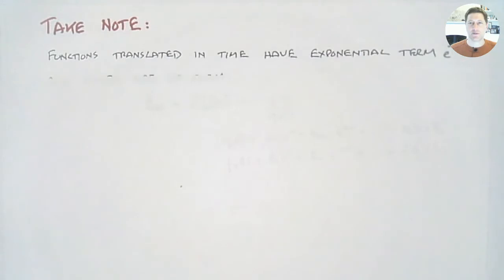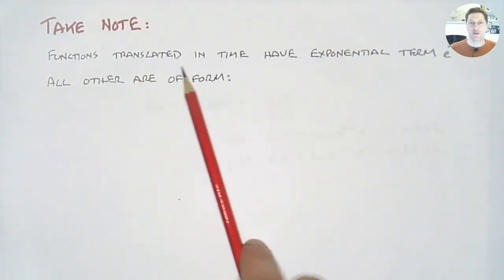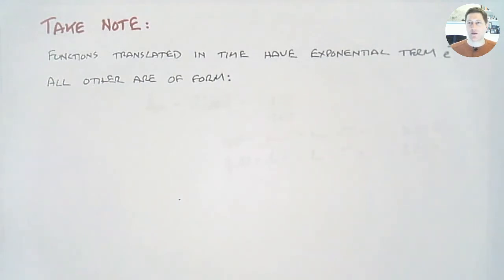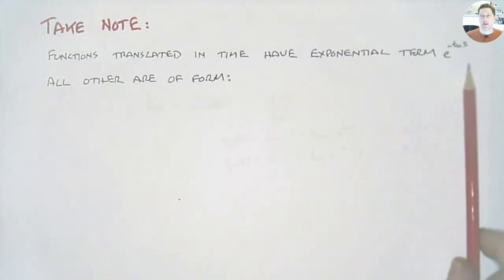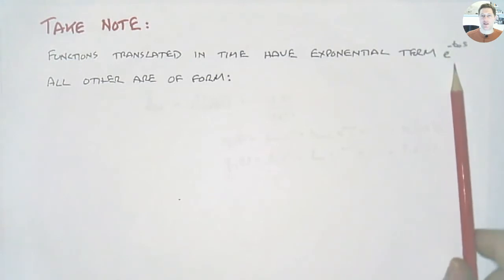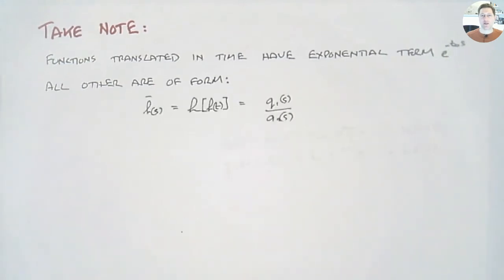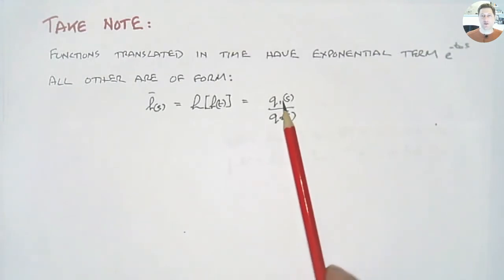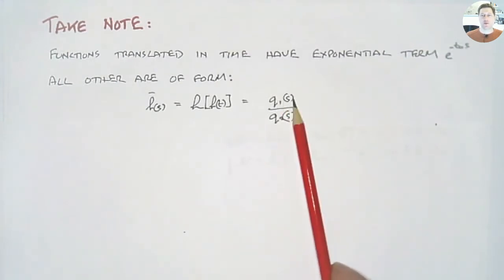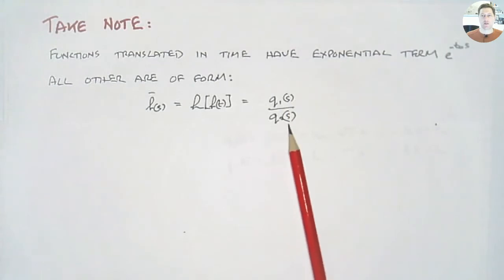Something to take note of. We've seen that functions that are translated in time have an exponential term in their Laplace transform, a term like e to the minus t0 s. So something that's translated has that, but everything else we've seen is of this form: the Laplace transform of all the other functions is a fraction of one polynomial of s divided by another polynomial of s.